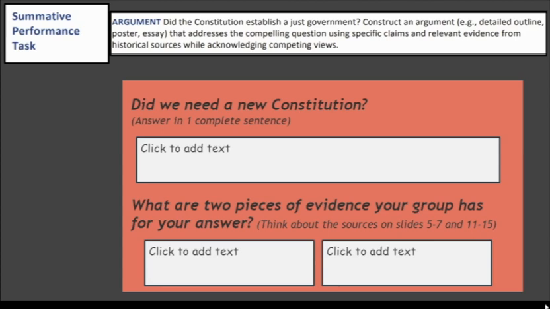So my goal here was to get them practicing making a claim, making an argument as an answer to that compelling question, and then using evidence to back that up. I wanted to start practicing that skill so that by the time we do another inquiry, they might be able to more closely reach this summative performance task.